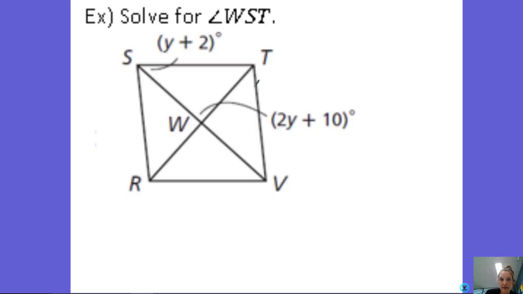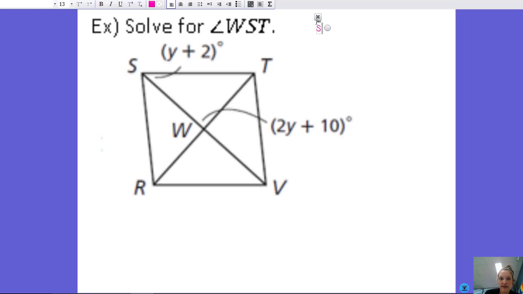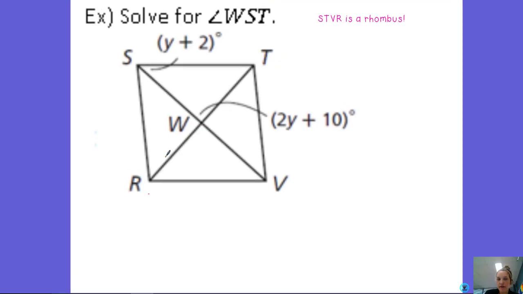In this example, we want to solve for the measure of angle WST. So first thing, if this is a rhombus, which we should have told you was a rhombus, so let's add that in. STVR is a rhombus. We know that the diagonals of a rhombus are perpendicular, so that would make this a right angle, so the measure of that angle is 90 degrees. So I can set 2y plus 10 equal to 90 degrees because the diagonals of a rhombus are perpendicular.